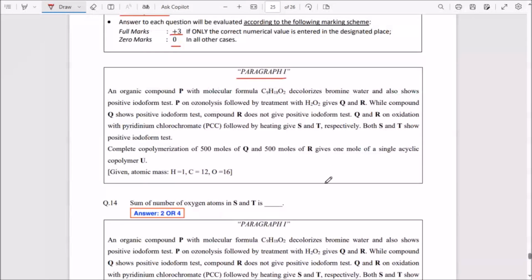Paragraph I. An organic compound P with molecular formula C9H18O2 decolorizes bromine water and also shows positive iodoform test. P on ozonolysis followed by treatment with hydrogen peroxide gives Q and R, while compound Q shows positive iodoform test. Compound R does not give positive iodoform test. Q and R, on oxidation with pyridinium chlorochromate, that is PCC, followed by heating gives S and T respectively. Both S and T show positive iodoform test.